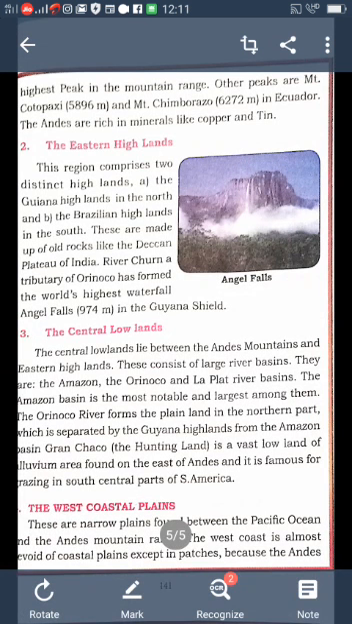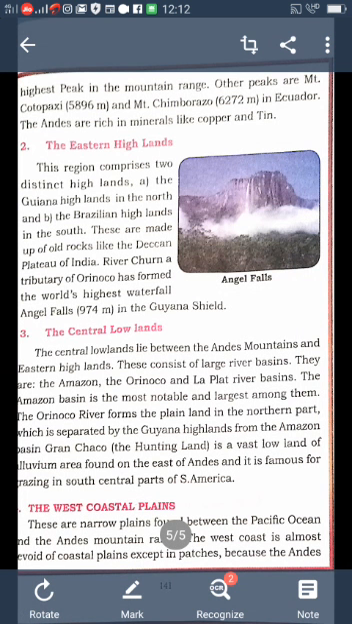So next one is the West Coastal Plain. What is the next physical feature? West Coastal Plain. It is a narrow plain found between the Pacific Ocean and the Andes mountain range. The west coast is almost without coastal plains except for patches, because the Andes mountains rise steeply from the coast. Narrow coastal plains are found in central Chile and Colombia along the west coast.